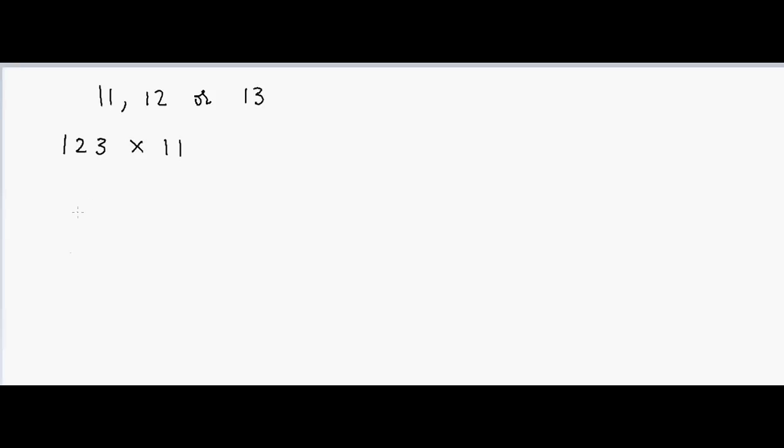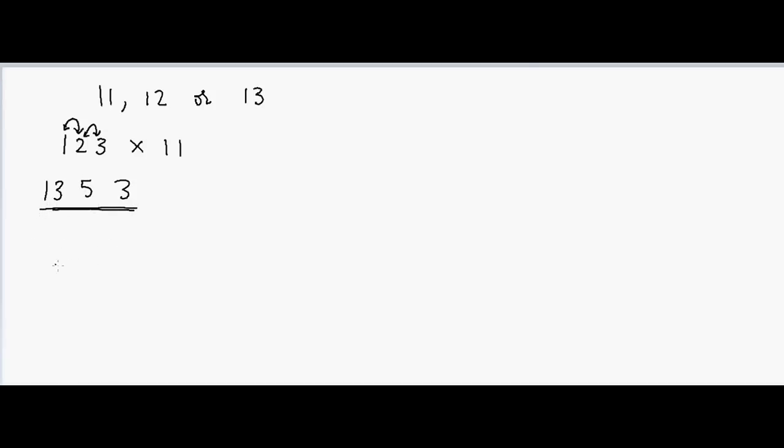In that case, first I'll take the last terms, so I'll say 1 and then I'll say 3 here, and then I'll add 1 and 2 together. If I add 1 and 2 together, that will be equal to 3, and then I'll add 2 and 3 together, that will be equal to 5. So my answer will be equal to 1353.